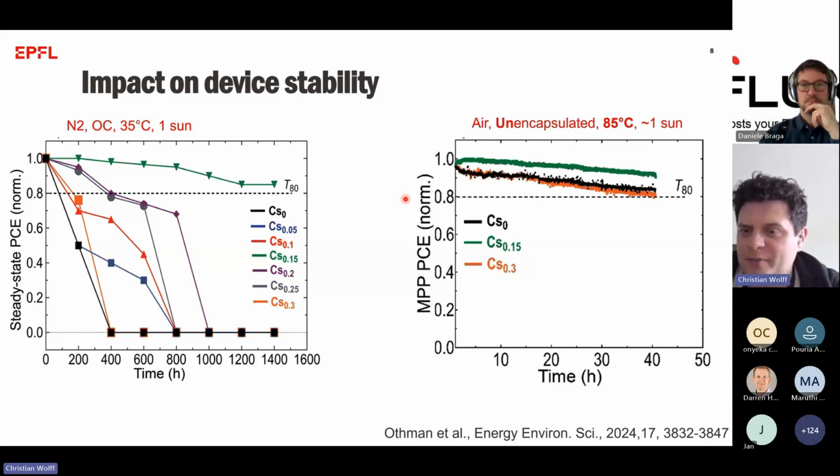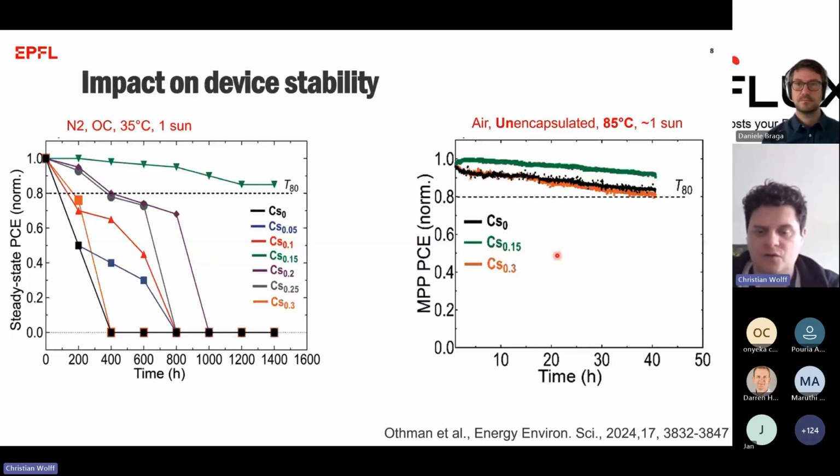Also when you do MPP tracking of these devices, in this case, we went a little bit harsher. Yet again, one sun roughly, LED-based light. But then we elevated the temperature to something like 85 degrees and did the whole thing not in nitrogen this time, but in air. We could also see the degradation for the devices, and here it's a little bit of a simplified graph because otherwise it would be extremely busy. The devices with the cleanest absorber of sorts, the one with 15% cesium in them, appear to be the most stable.